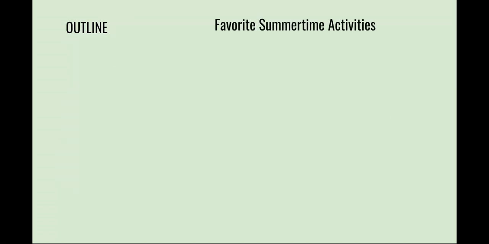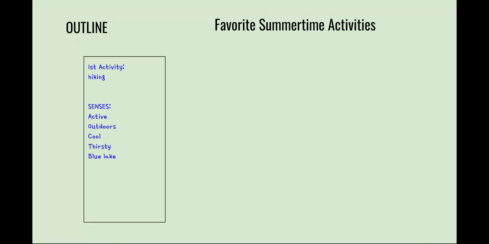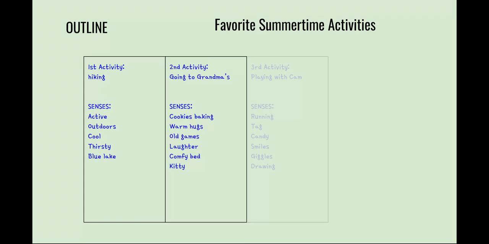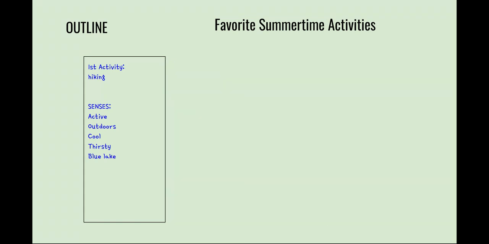All right, the first thing we got to do, as always, is organize our thoughts. Our essay is going to be about our favorite summertime activities. Just try to think of 3 activities you enjoy doing, and then divide your paper into 3 sections. Okay, you see how it's going to have 3 sections? The first activity I picked is hiking. Now I'm going to think about my senses. What do I smell, taste, hear, see, and feel when I'm doing my favorite activity?